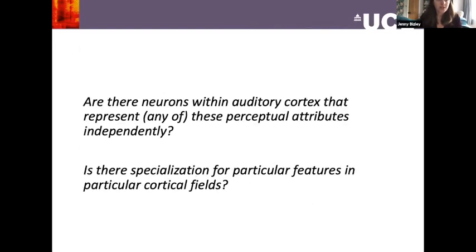So the questions we set out to answer in this study were, are there neurons within auditory cortex that actually represent any of these perceptual attributes independently of others? And secondly, if we zoomed out a little bit, could we see that there was particular specialization within a given cortical field?